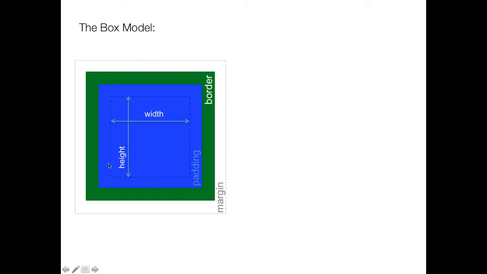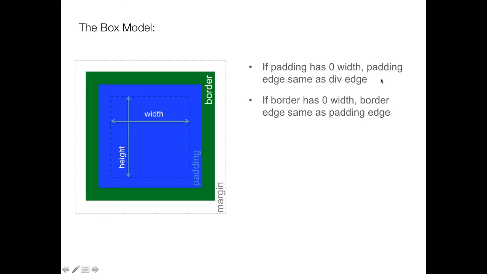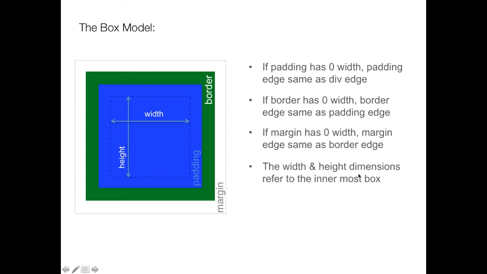But always remember that the main size of the div is the original width and height before adding padding, border, or margin. If padding has 0 width, then padding edge is the same as the div edge. Makes sense. If border has 0 width, then border edge is the same as the padding edge. If margin has 0 width, then margin edge is the same as the border edge. The width and height dimensions refer to the innermost box.